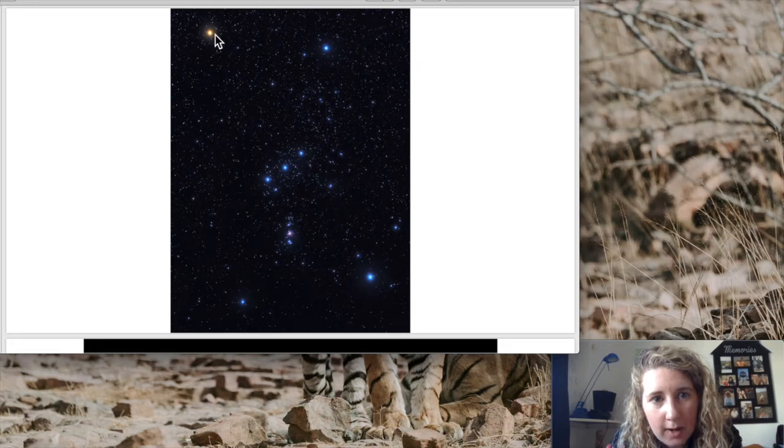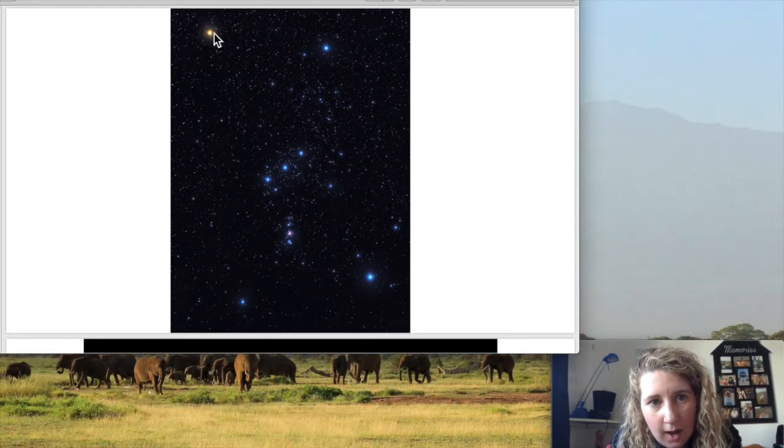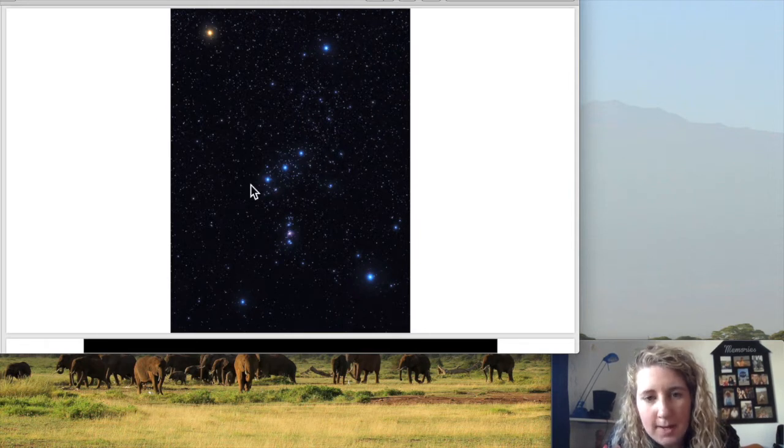if you go up to the left-hand corner, you see a kind of reddy-orange star. This is called Betelgeuse, and this is the armpit of Orion, basically. So Orion is a hunter. You have to use your imagination, but imagine his head is here. These are his shoulders, and these are his legs, and the belt is around his middle.